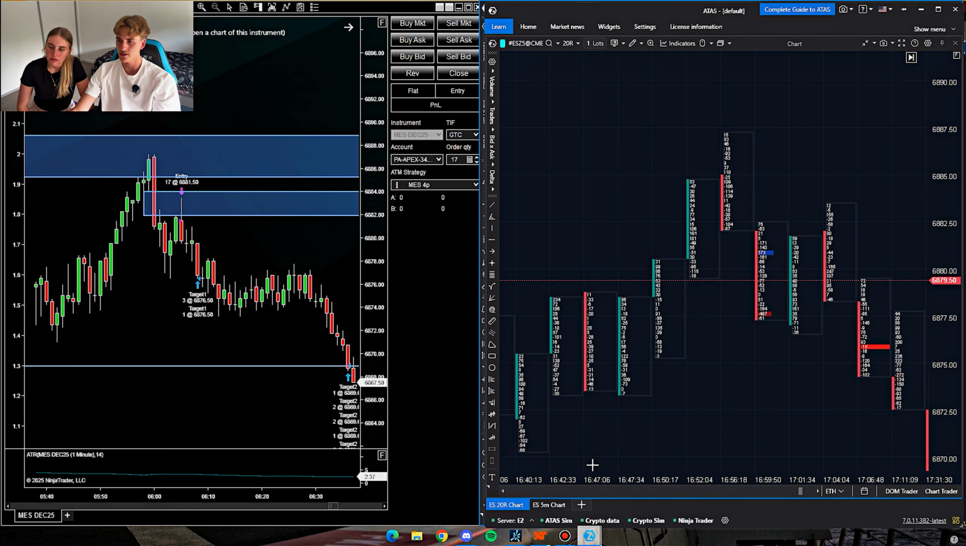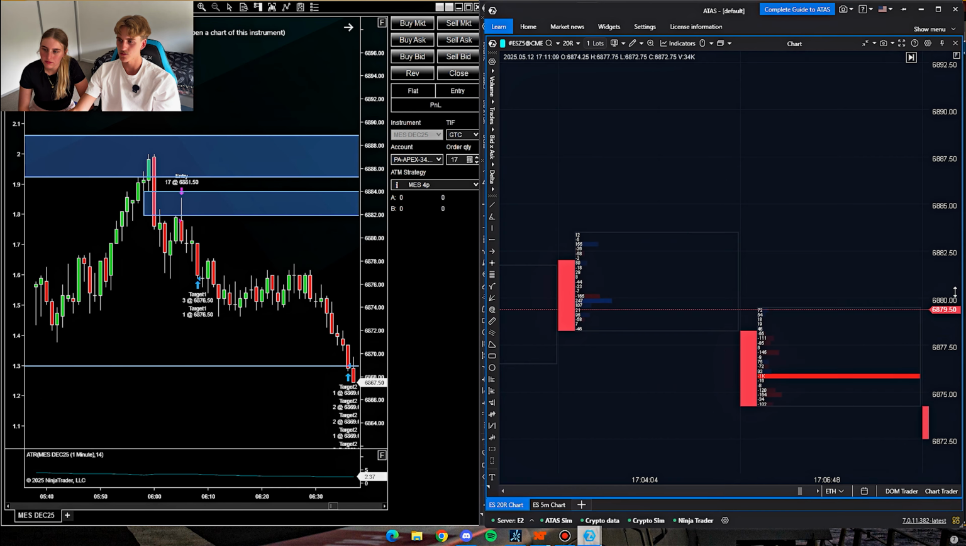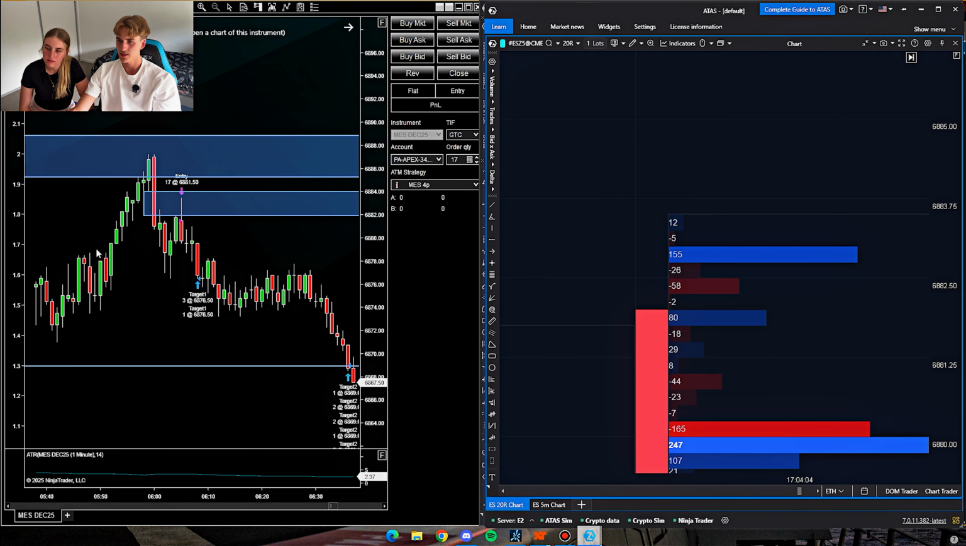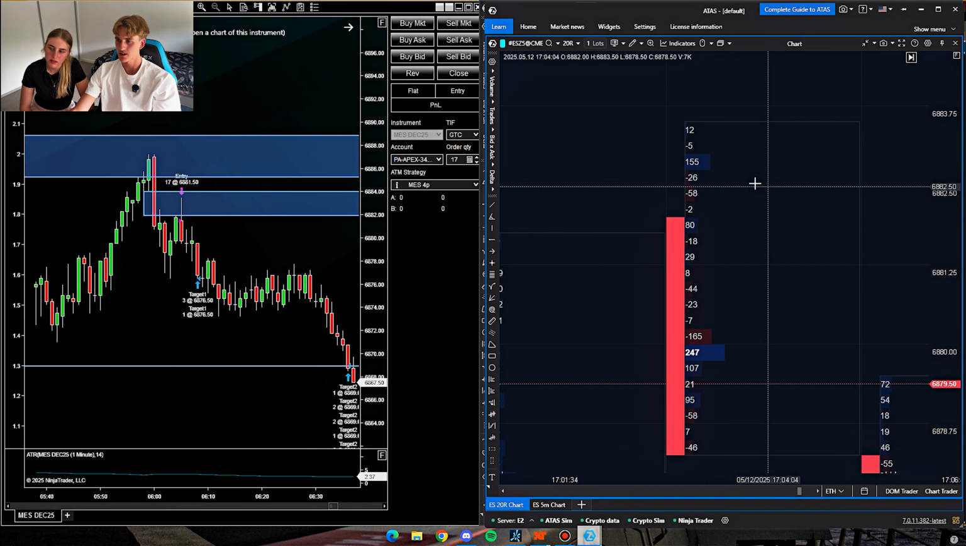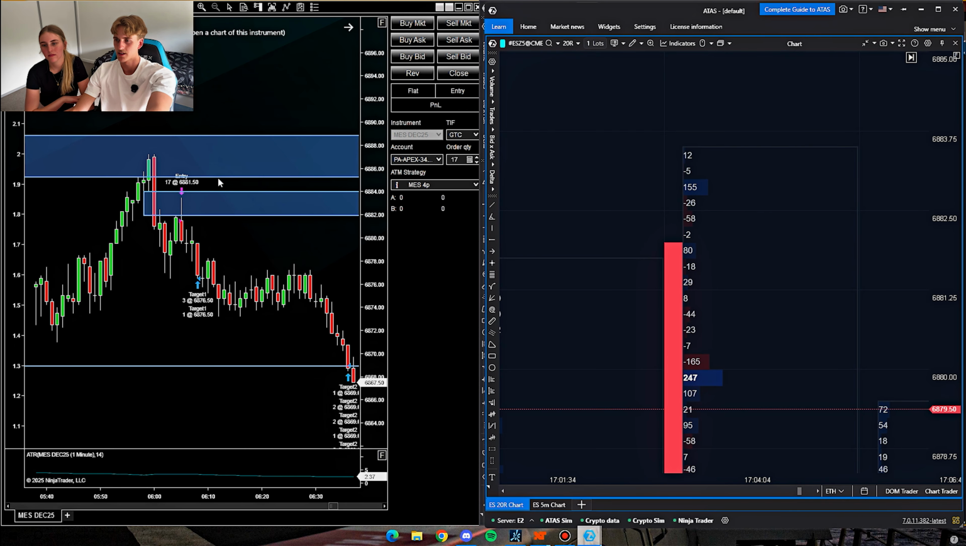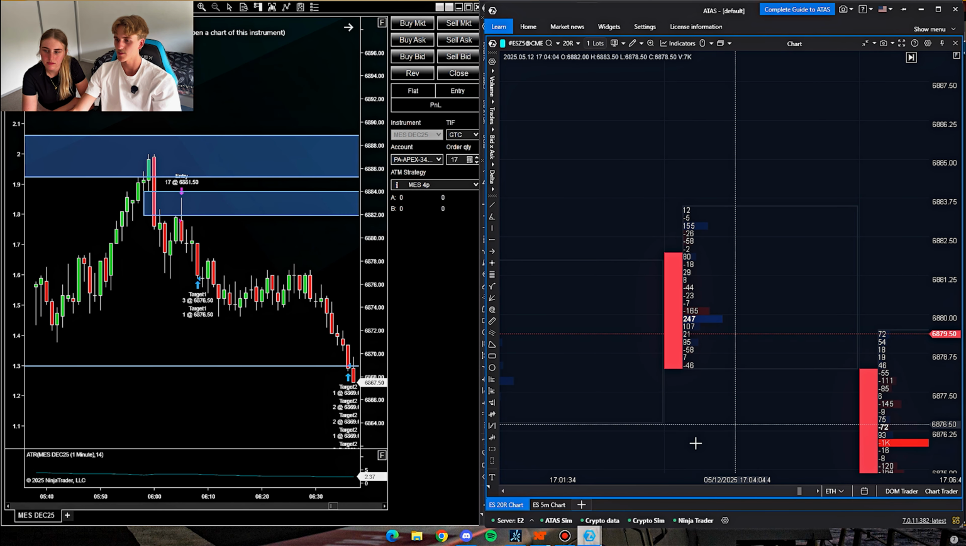As you can see on the range chart, if I zoom in, you can see positive 155 delta. As soon as I saw that, and then we rejected from it, that's when I entered. I saw these buyers come in immediately trying to push it above that seller, but they immediately got absorbed and we pushed lower, rejecting it, and now is my entry confirmation.